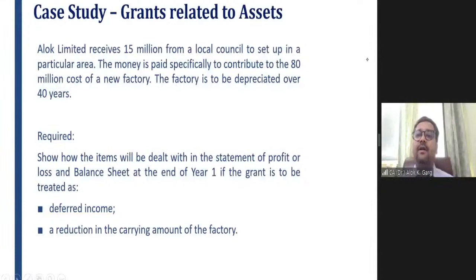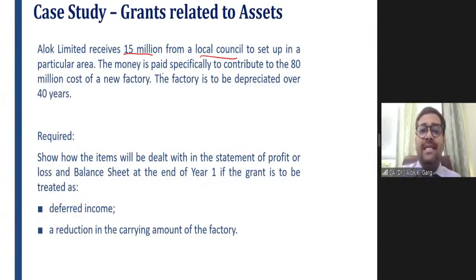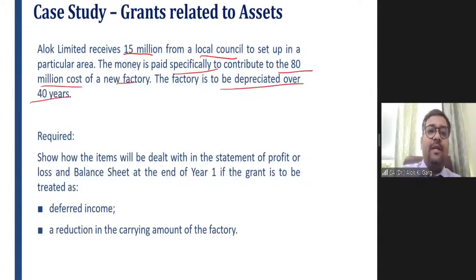Now we are discussing a comprehensive case study for both the approaches. Alok Limited receives 15 million from a local council. Okay, it is a local body. 15 million means 1.5 crores to set up in a particular area. The money is paid specifically to contribute to the 80 million cost of a new factory. The factory is to be depreciated over a period of 40 years.